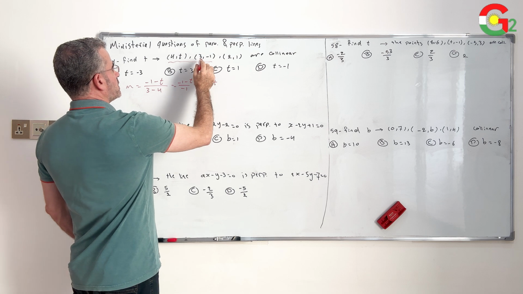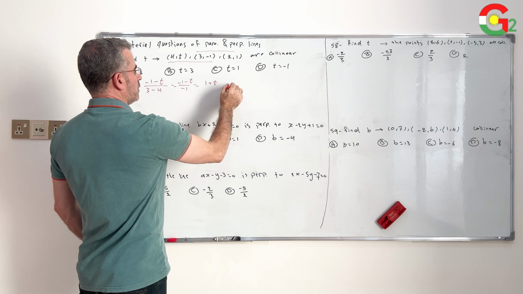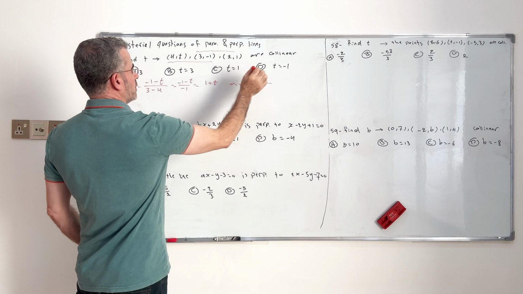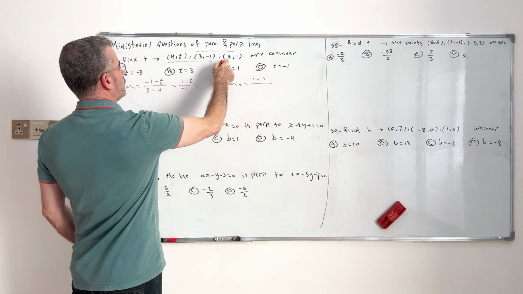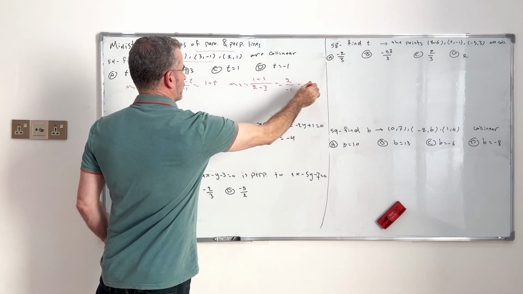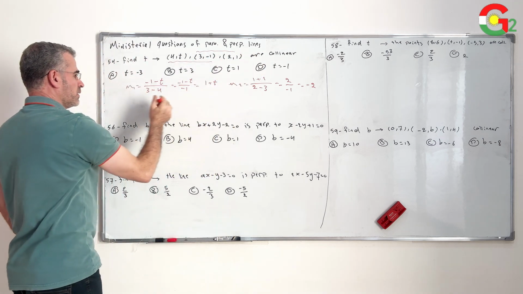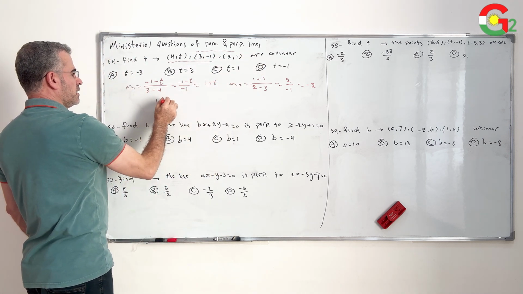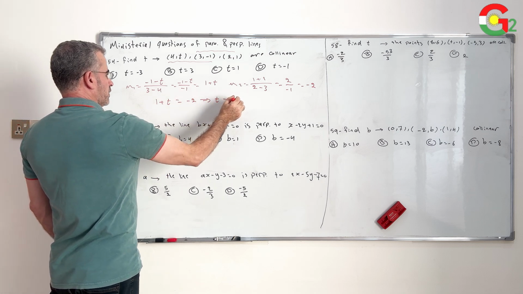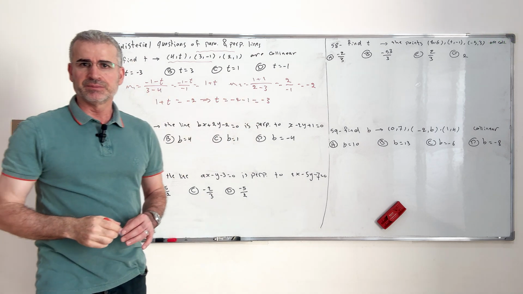Find the slope for the last 2 points. Let me call this m1, m2, then it will be 1 minus 1, it's 1 plus 1, 2 minus 3, it is 2 over negative 1 equal negative 2. Since the points are collinear, then the two slopes are equal. 1 plus t equal to negative 2. Then t equal negative 2, negative 1 equal to negative 3. Choice A.